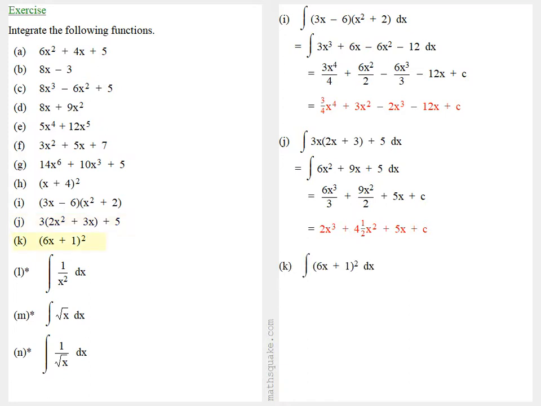In part K, we're integrating (6x plus 1) all squared dx. So if we expand the brackets, that's the integral of 36x squared plus 12x plus 1 dx. Now 36x to the power 2 becomes 36x to the power 3 over 3. 12x to the power 1 becomes 12x to the power 2 over 2. And 1 becomes 1x plus c. And so our answer is 12x cubed plus 6x squared plus x plus c.